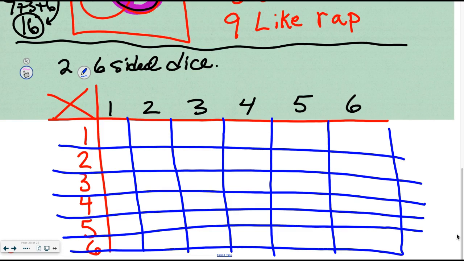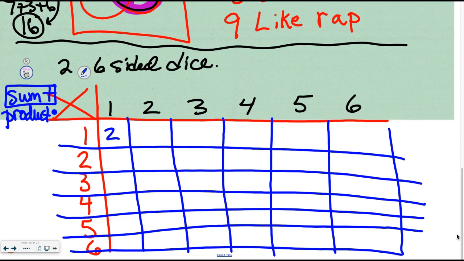Or maybe it talks about the sum of the dice. And remember, sum means add. Or maybe it talks about the product, and that's where you should write this down. And product means you're going to multiply. Let's choose sum. So we're going to record the sum of the 2 dice in blue.